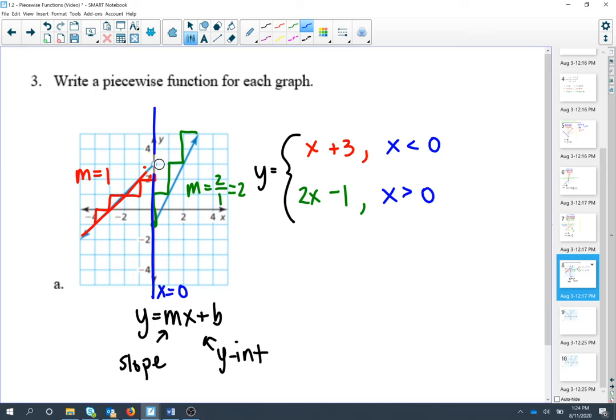But then, do you remember that one of these had an open dot and one of these had a closed dot? So this guy had an open dot, so we'll just leave him alone. This guy, on the other hand, had a closed dot, so we're going to come back here and say when it's greater than or equal to 0, and this is your function.